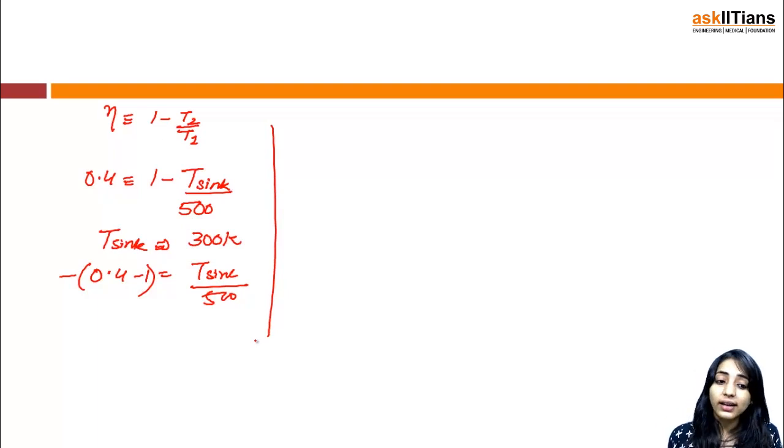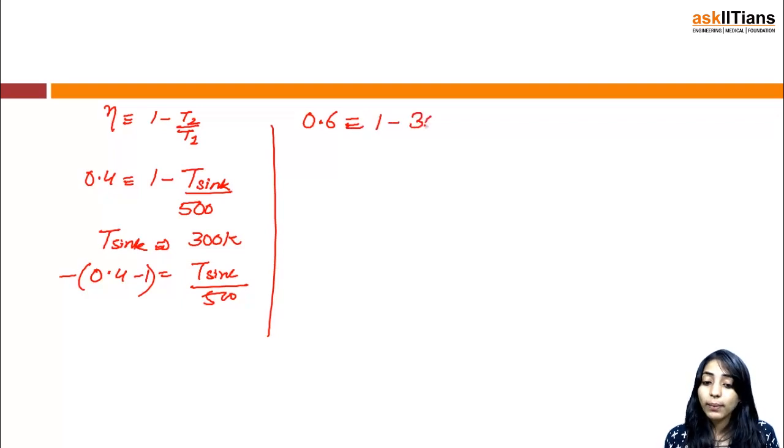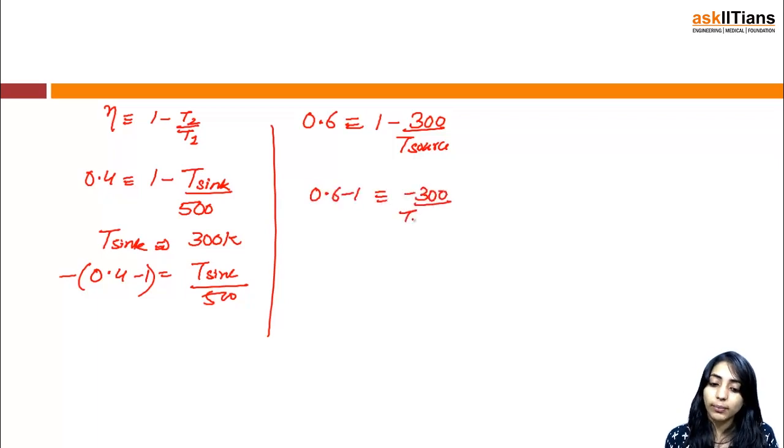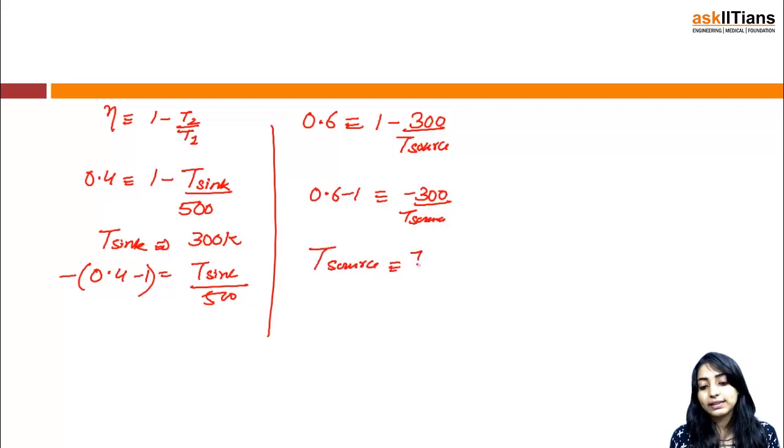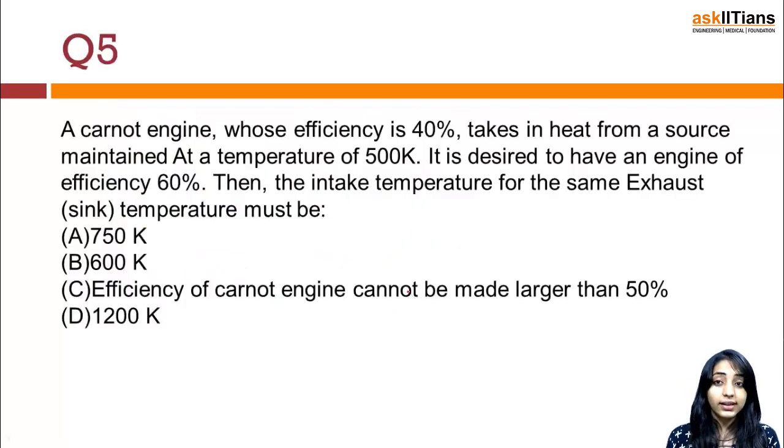So this is the first thing. Now using the same formula for the other efficiency, he says efficiency is to be 60%. So I'll say efficiency 0.6 will be equal to 1 minus 300 by temperature of source. That means the sink has been given to us to be the same. So 0.6 minus 1 will be minus 300 by temperature of source. So I can very easily calculate the temperature of source to be 750 Kelvin. Let's see if we have any answer like this. Yes, option number A is 750 Kelvin.